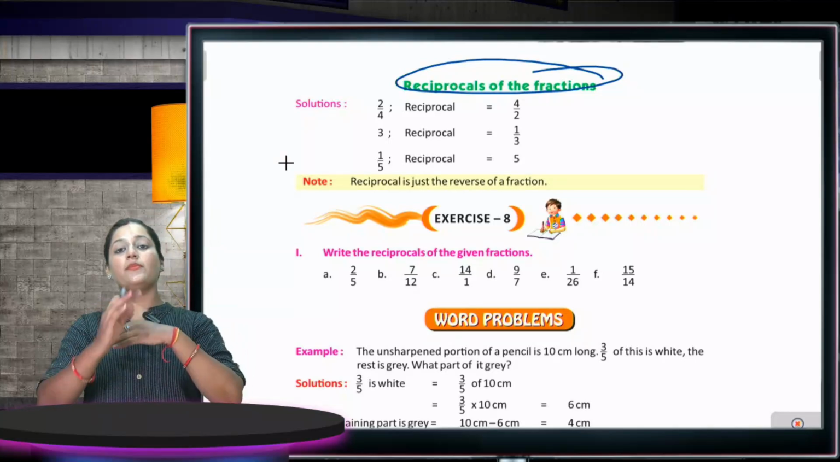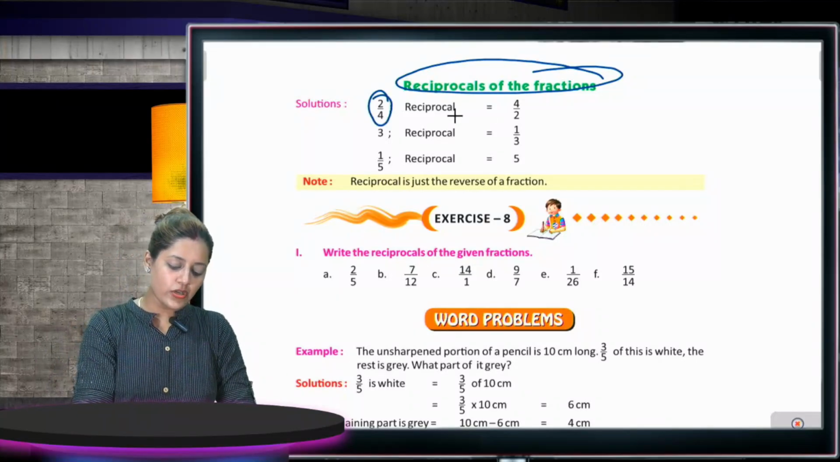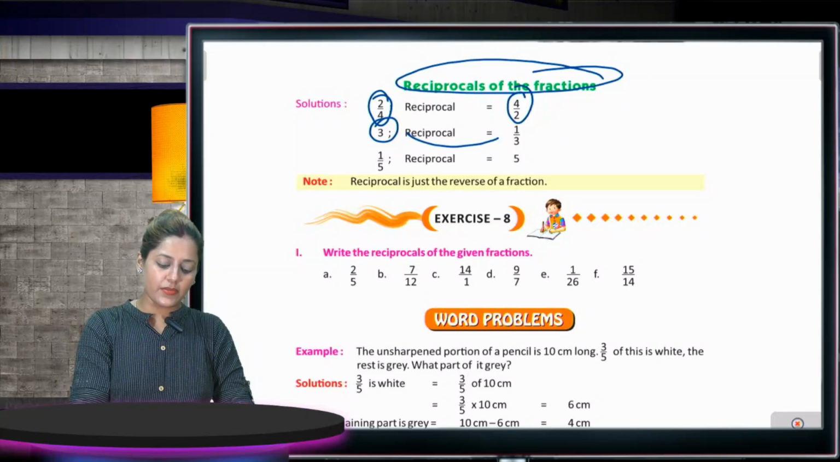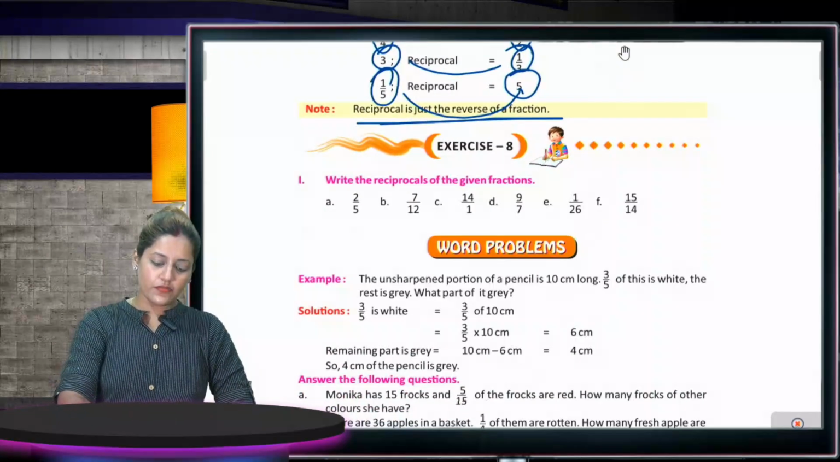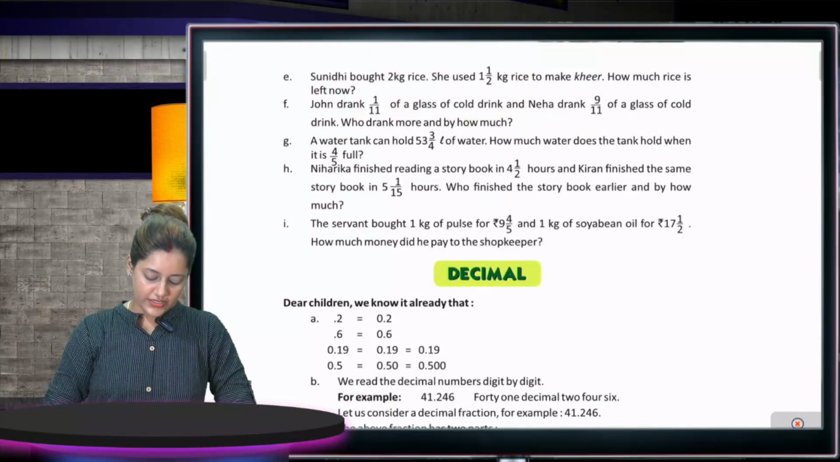Next is reciprocals of a fraction. Reciprocal means you have to simply turn them over. Like 2 by 4 becomes 4 by 2, 3 becomes 1 by 3 and 1 by 5 becomes 5. So reciprocal is just the reverse of the fraction. Next is your word problems and this is your decimal.